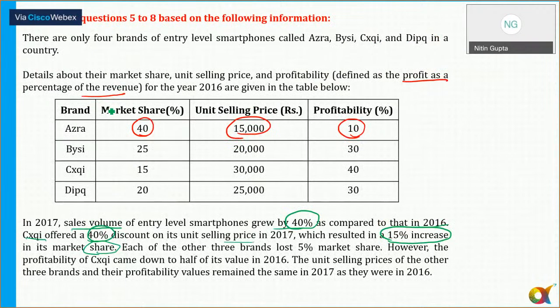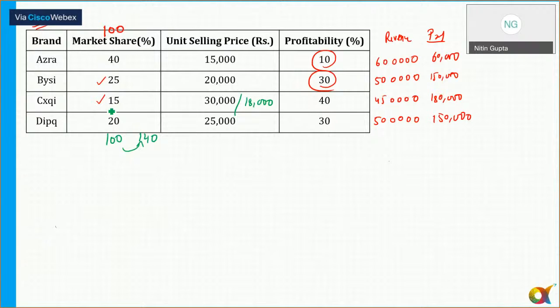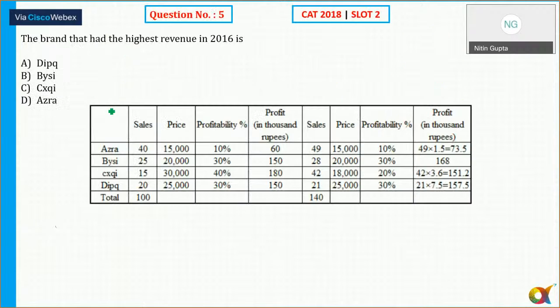And each of the other three brands lost 5% market share. Okay, each of the others has lost 5% market share. That is also given to us, that each of them has lost 5% market share. All right, so now 5% market share here.